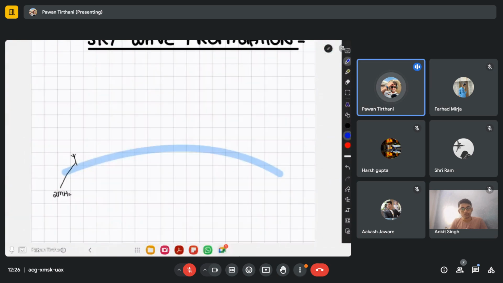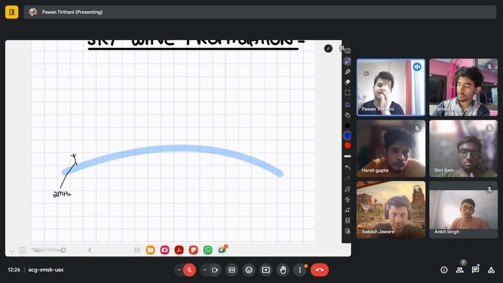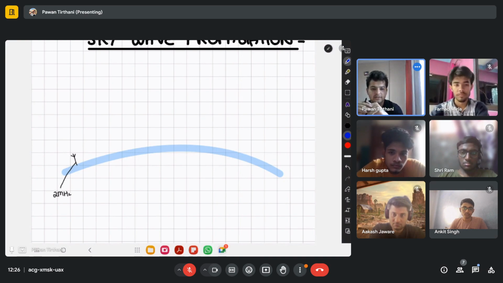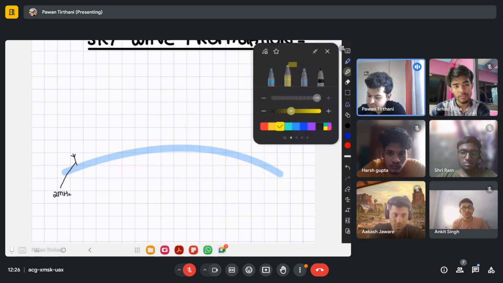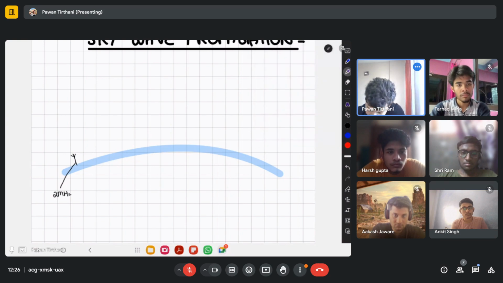Okay, talking about sky wave propagation. So now if I have an antenna, I'm putting up a wave from 2 megahertz, something like that. It is going to travel both as surface wave and as sky wave. Have a look. I'm going to draw the ionosphere here. The ionosphere contains ions. So it's going to be a layer.